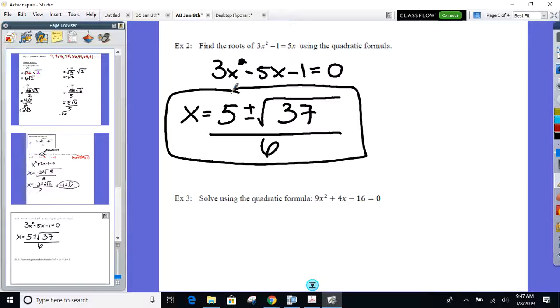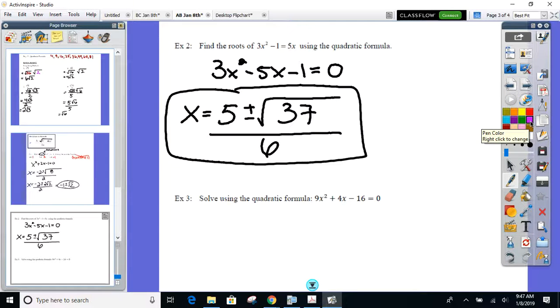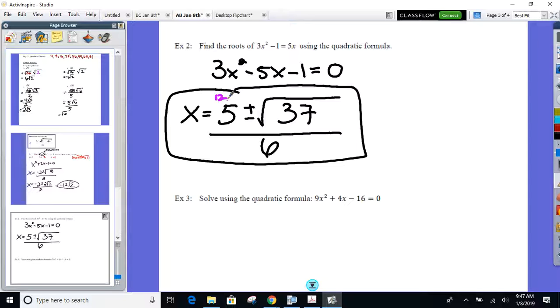Say if there was like a 6. Let's say it was a 12 here instead of a 5. Done. Because remember, this goes to both. So if you try to tell me this is 2 plus or minus radical 37, the 6 still goes over this. So here's what I'm saying, guys. If you cannot break down the radical, done with the problem. That's as simplified as it can get. We all good there?